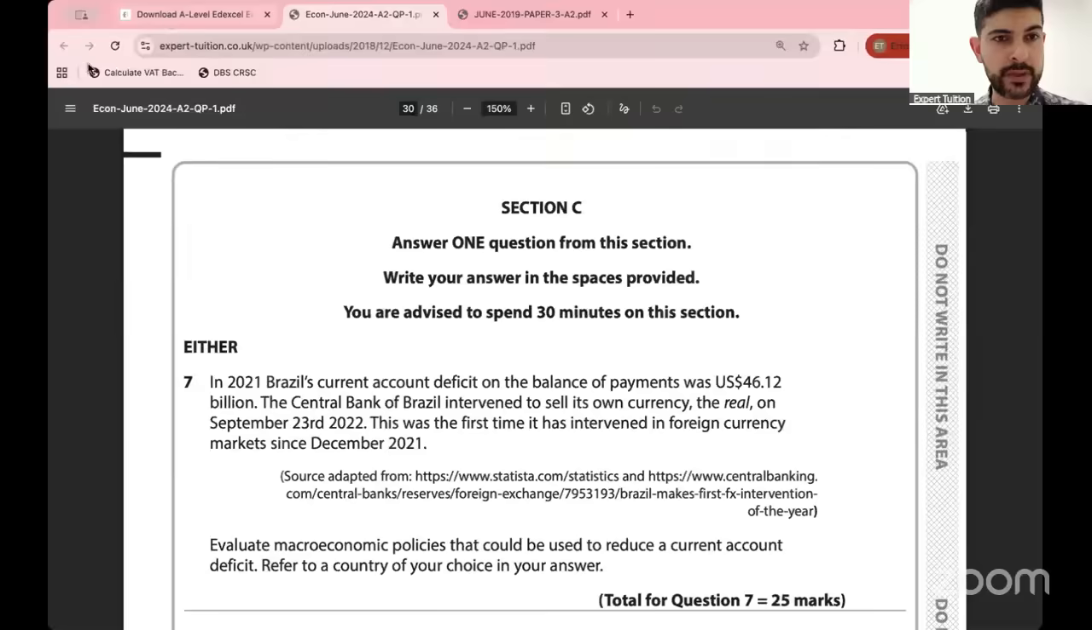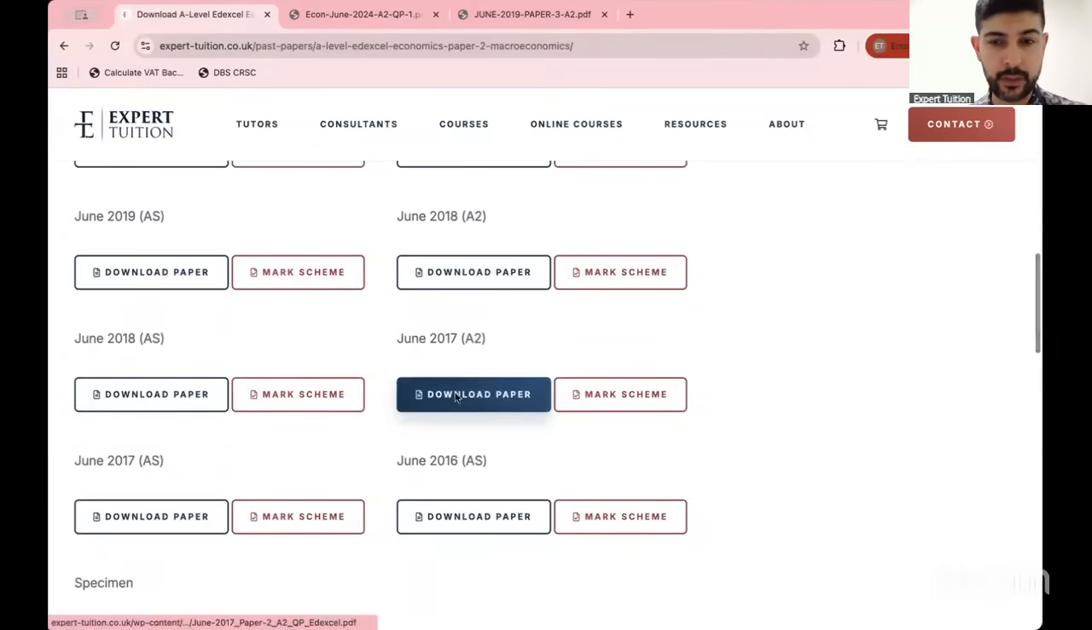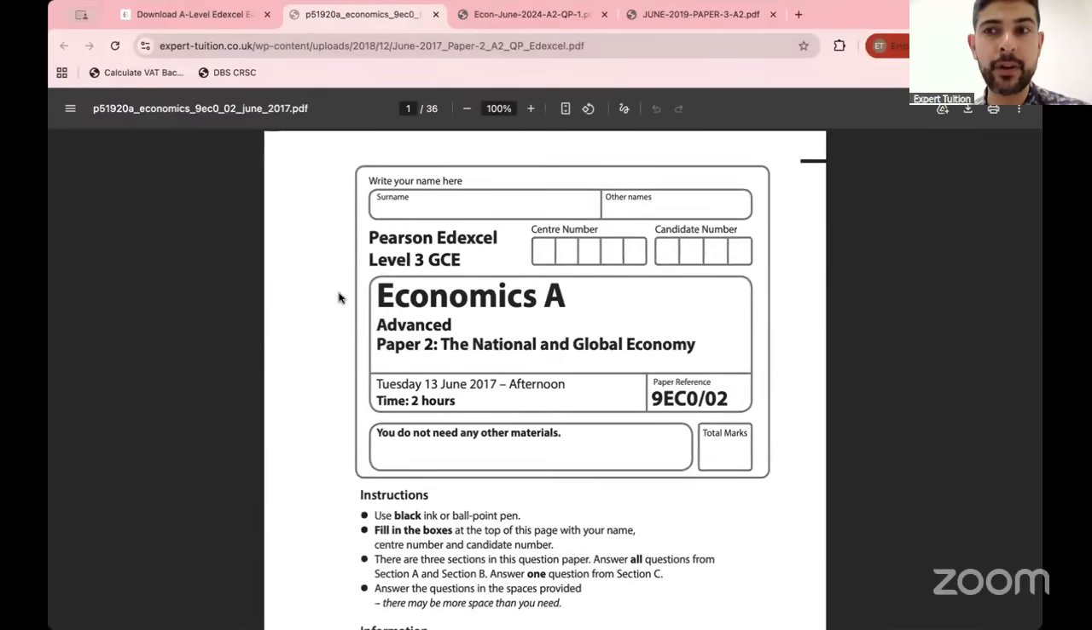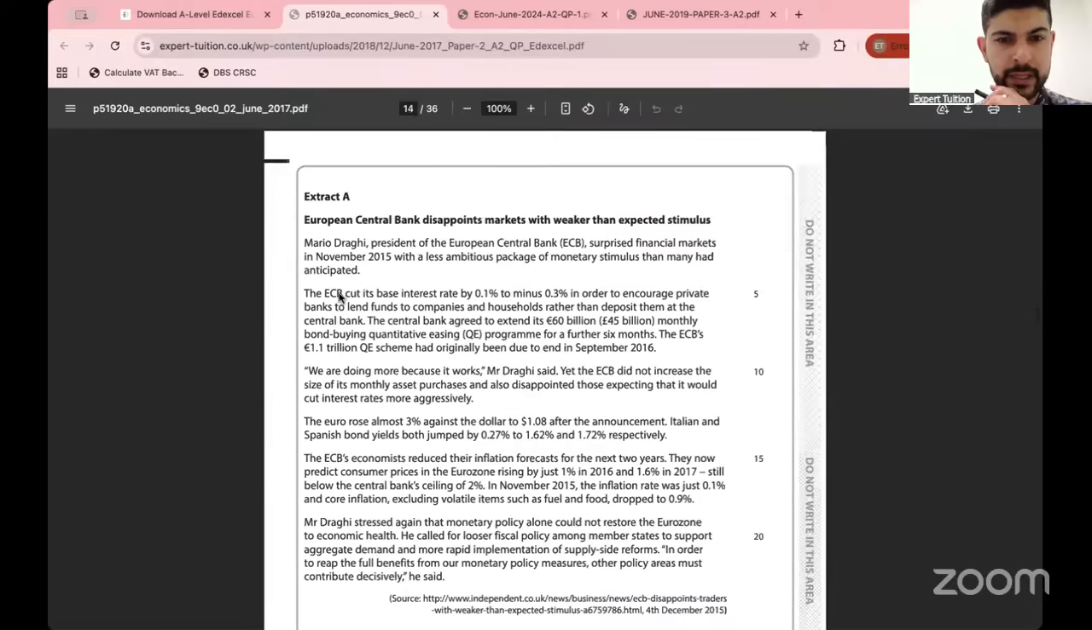Where is it? Here we go. June 2017, paper two. Oh, I was on paper two. So we're like, yeah, it's Italy. We really need them to have a low interest rate. It would be great if they have a low interest rate because then that will shift AD out and we get all what we need.